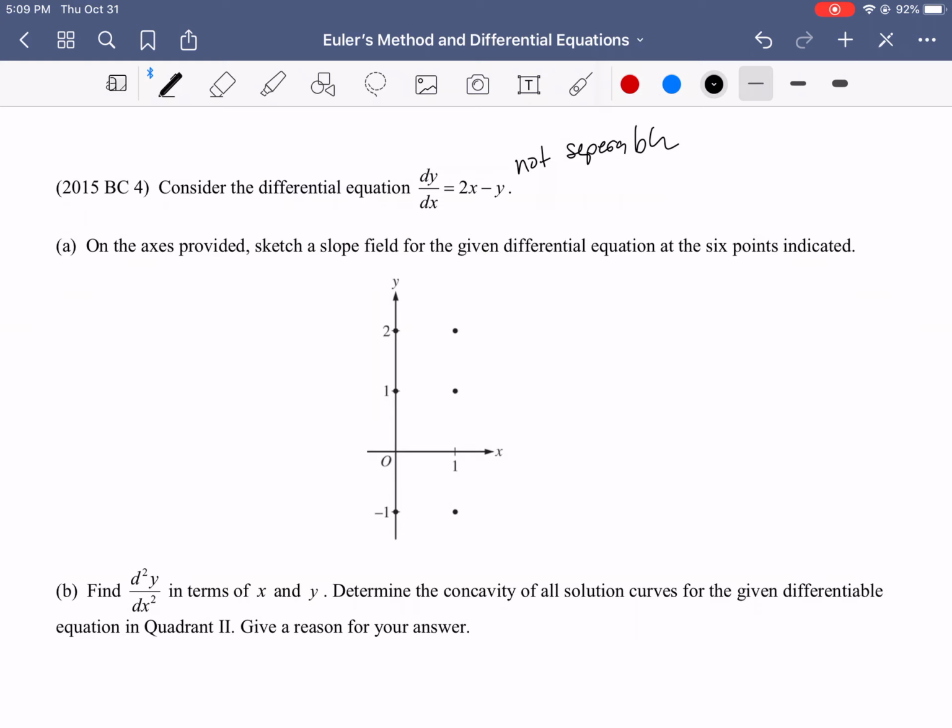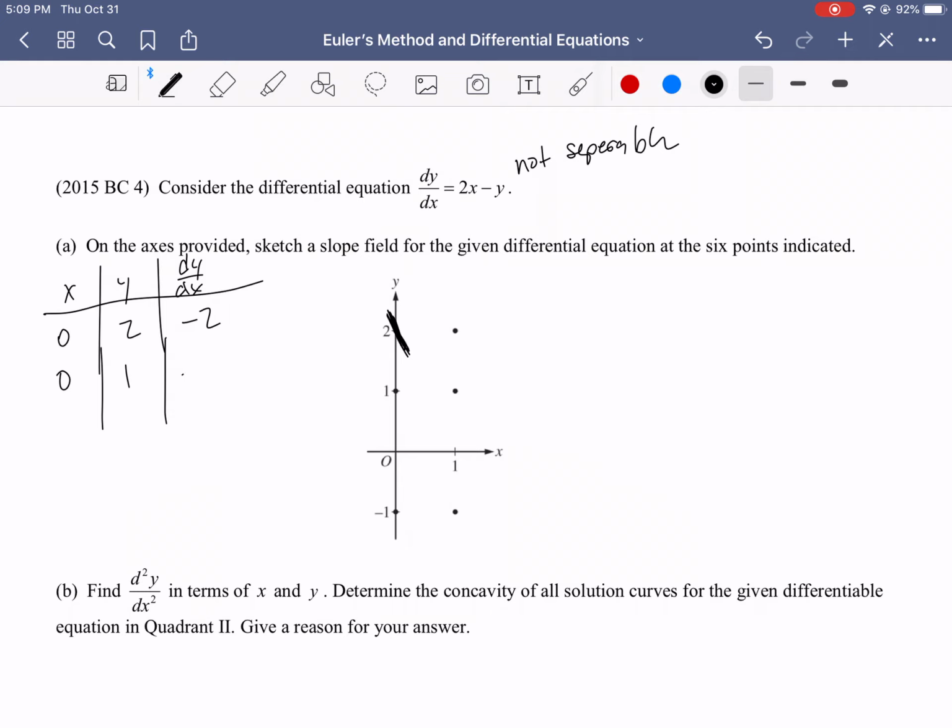So sketch a slope field for the given differential equation at the 6 points indicated. I'm going to create a little chart here to help myself stay organized. The first point that I come to, and really you can do these in whatever order you want, is the point 0, 2. If I plug 0, 2 into the differential equation, 2 times 0 minus 2 is going to give me negative 2. So again, I'm plugging back into this right here. I get a slope of negative 2. So at that point, I'm going to do my best to put a line segment that has a slope of negative 2. The next point that we could do is 0, 1.